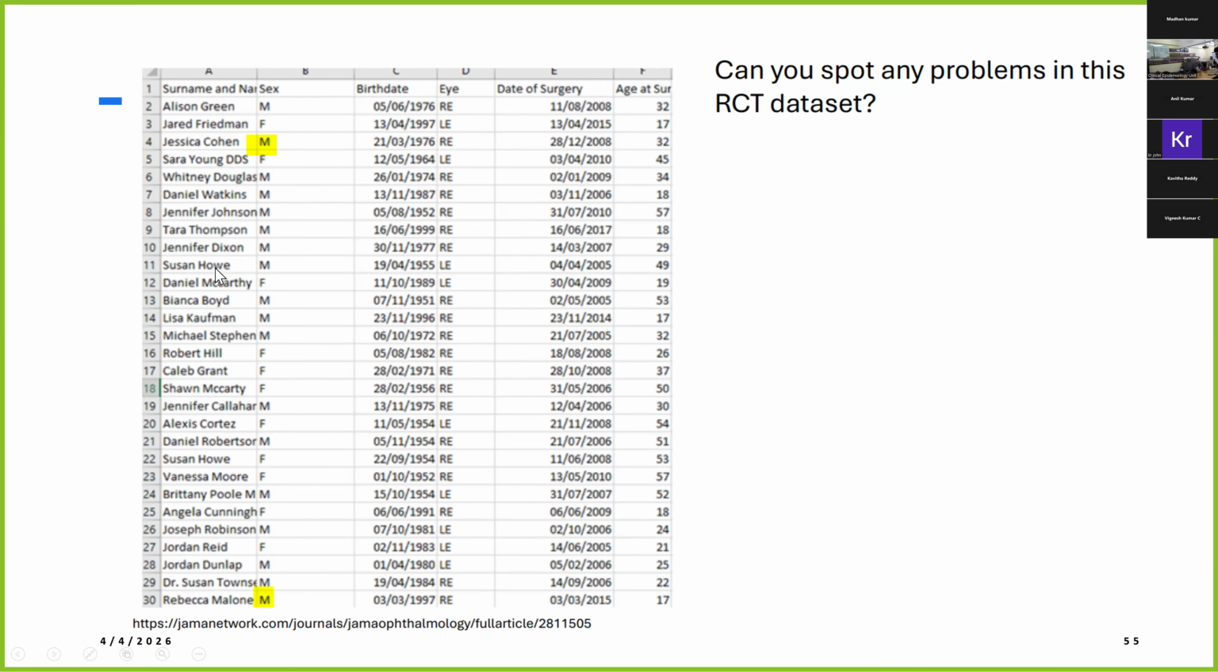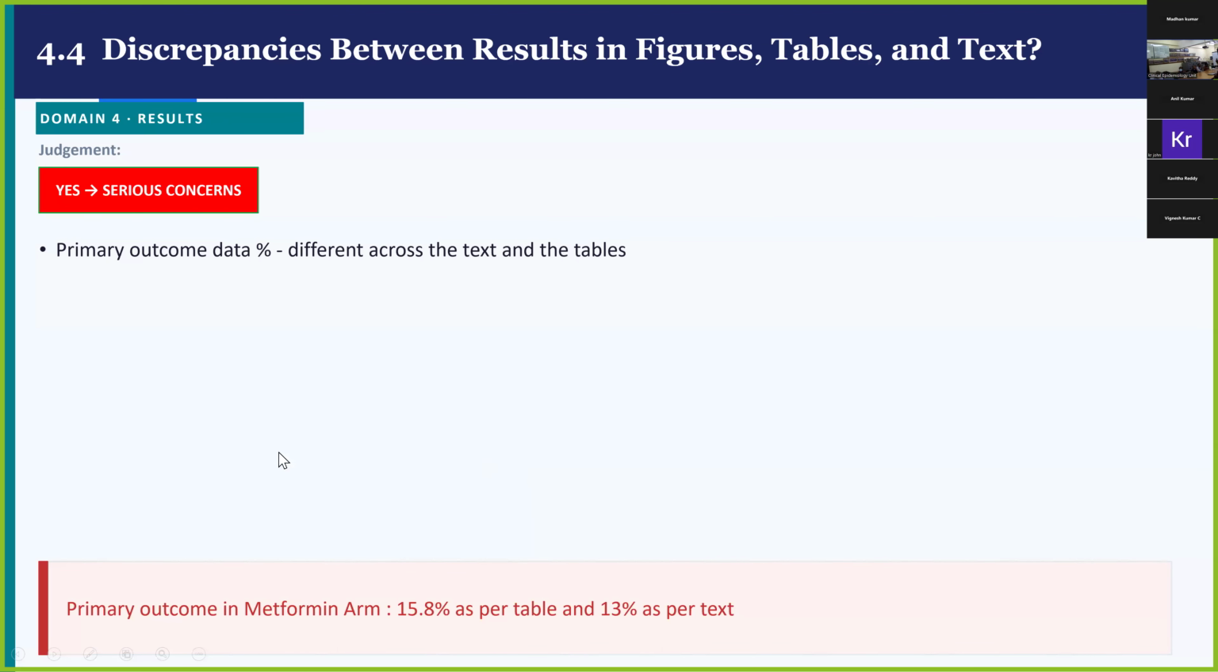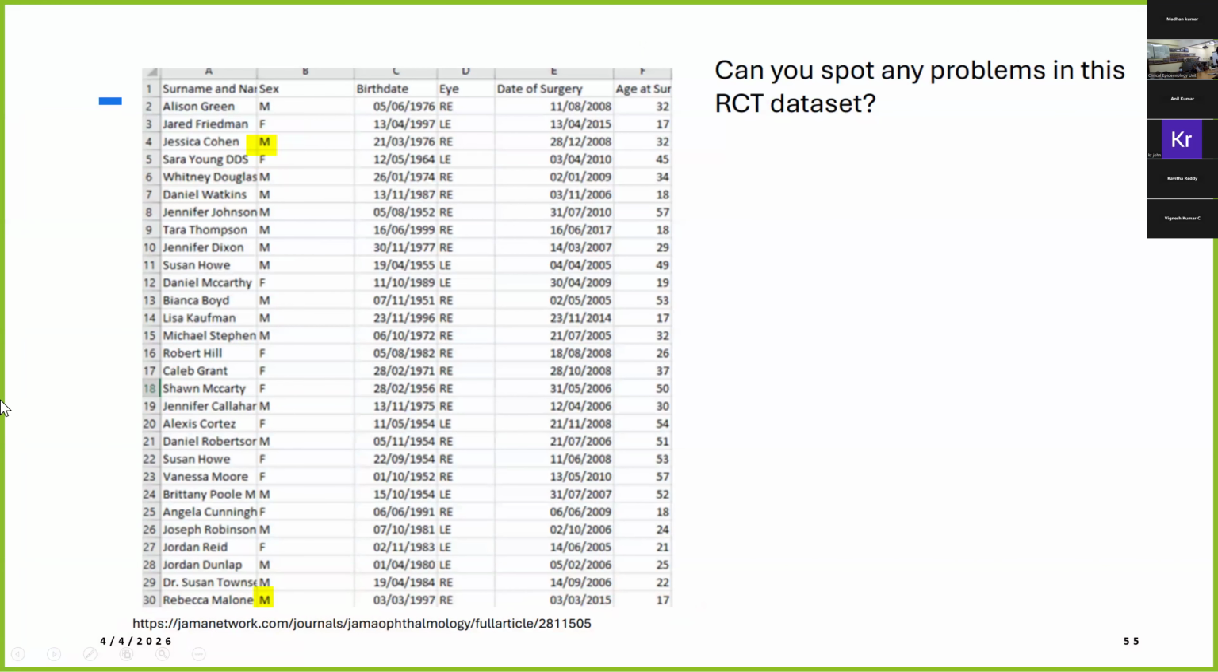So these are all probably not authentic study participants per se. So if at all the study data set is available, we are supposed to go through the data set in detail to find out if there are any discrepancies like this. Yes.